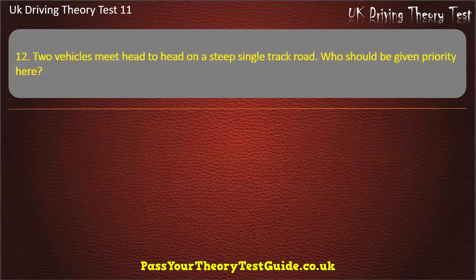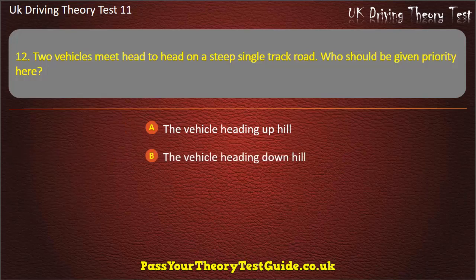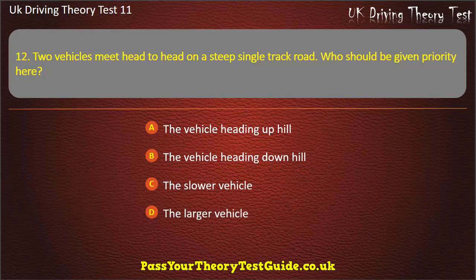Question 12. Two vehicles meet head-to-head on a steep single-track road. Who should be given priority here? The vehicle heading uphill. The vehicle heading downhill. The slower vehicle. The larger vehicle. Answer. The vehicle heading uphill.